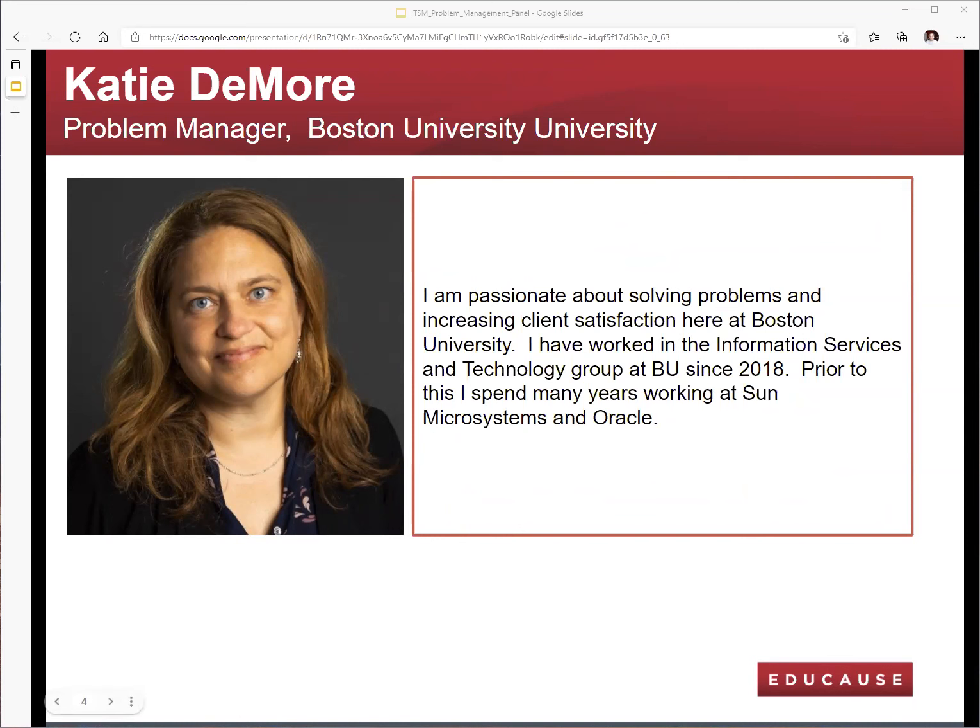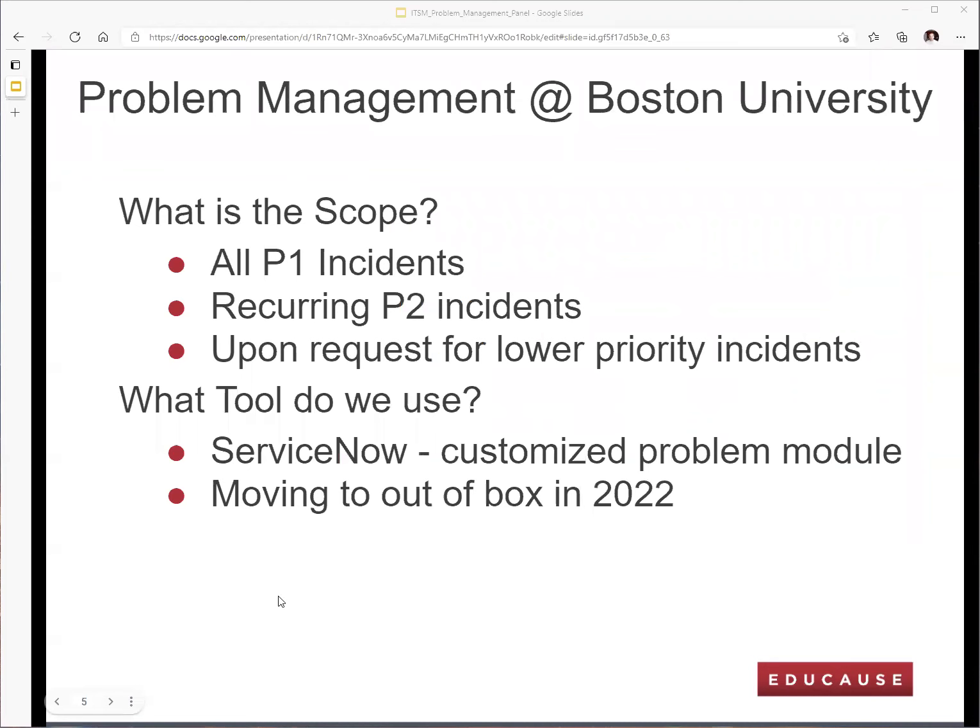Okay, great. So I'm Katie Demore, and I just see a typo in my slide. I apologize. I'm at Boston University. I have been doing problem management here at BU since 2018. Prior to that, I worked for Oracle, and prior to that, I worked at Sun Microsystems doing escalation management. Next slide, please. Okay, so I just wanted to talk a little bit about problem management at BU.